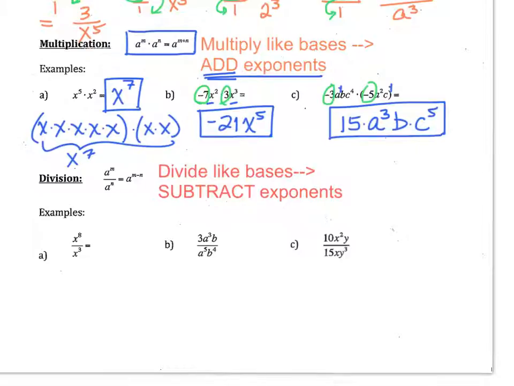Okay, next rule is division. When you have a division problem and the bases are the same, the exponents are subtracted. When you divide like bases, you subtract the exponents.